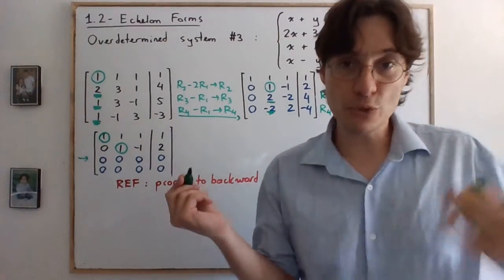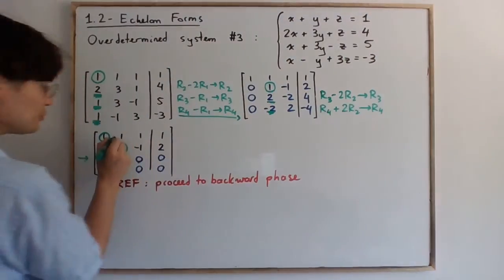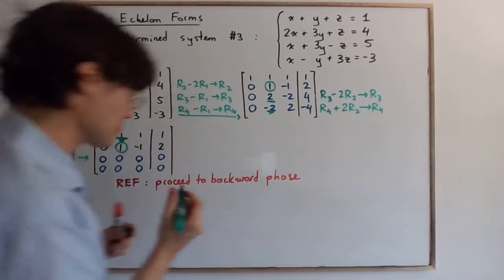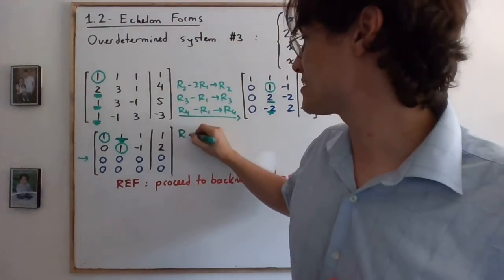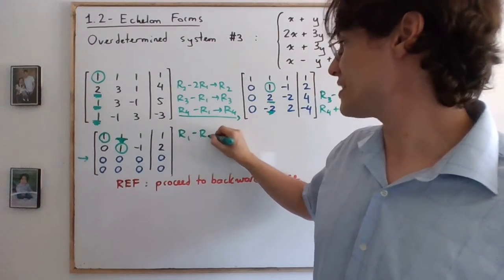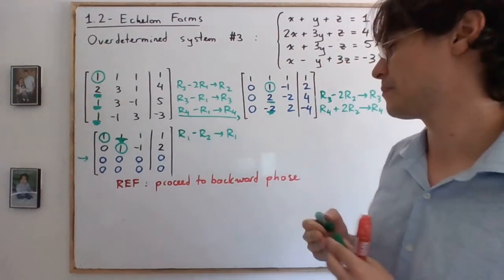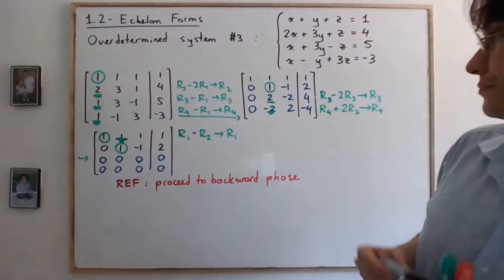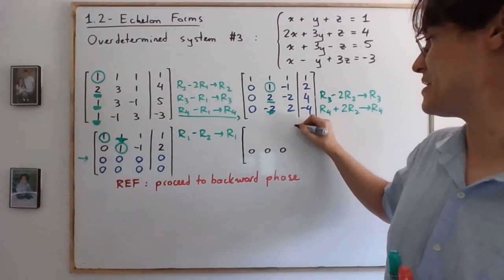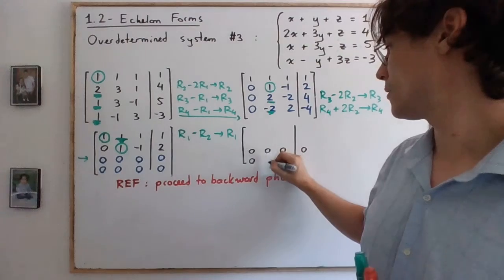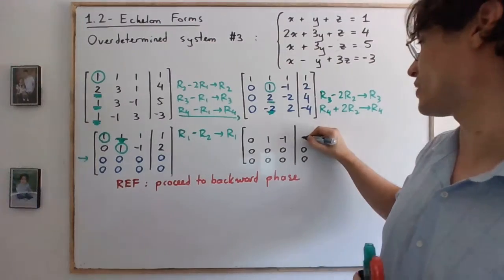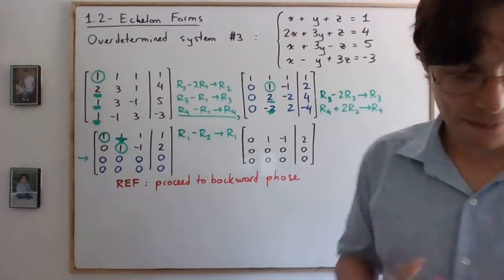Okay? So the backward phase, the only thing we really need to do is to make a 0 here on top of the second pivot. So what we're going to do here is row 1 minus row 2 becomes row 1. So, all right, the 2 rows of zeros, I'm going to write them immediately, as well as this second row that is also not changing. The only row that's changing is the first one.